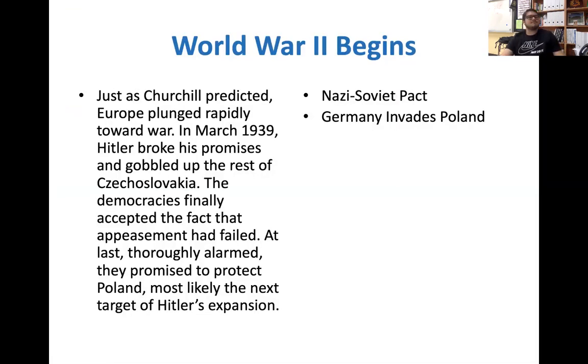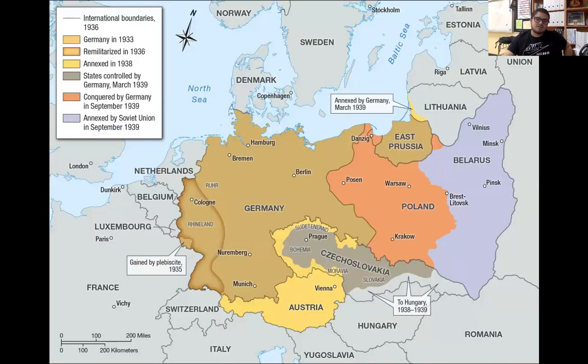World War II begins. Just as Winston Churchill from England, the Prime Minister of England, predicted, Europe plunged rapidly toward war. In March of 1939, Hitler broke his promises and gobbled up the rest of Czechoslovakia. So instead of just taking right where the 3 million people were, he took all of it. He absolutely took all of it, right?